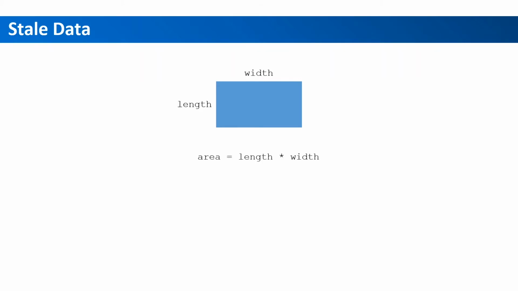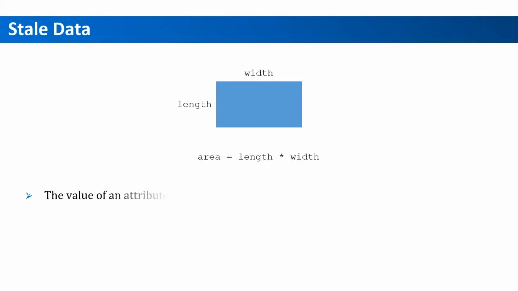In this video, we will understand what stale data means and how to avoid it. Back to the rectangle. When we designed this class, we kept things simple. We only used the length and width as the attributes. Now let's make it more interesting and add the area. The area is equal to the length times the width.